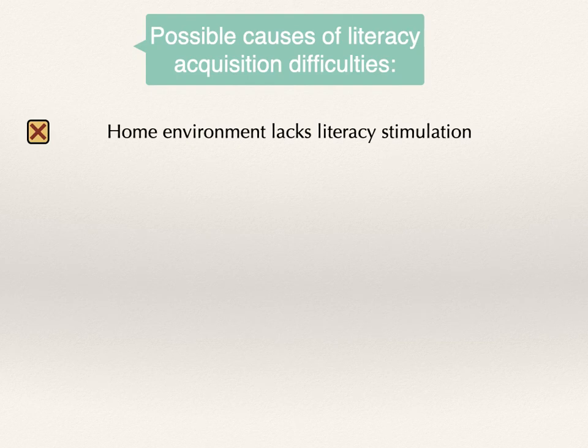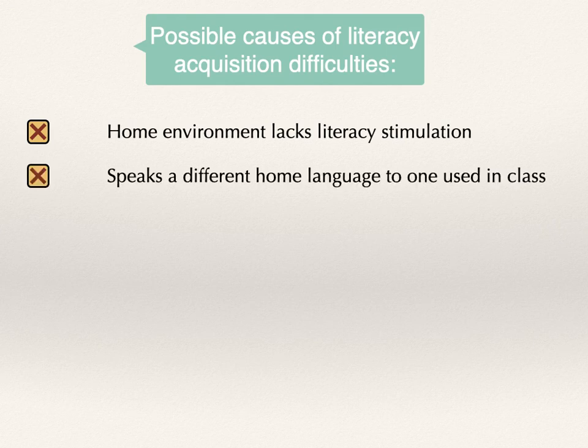A child may come from a home with poor literacy stimulation. This means that they have not been exposed to literacy from a young age, thus putting them at a disadvantage to their peers who have. A child's home language may be different to the language of instruction the teacher uses. This may cause confusion and slower learning for the child.